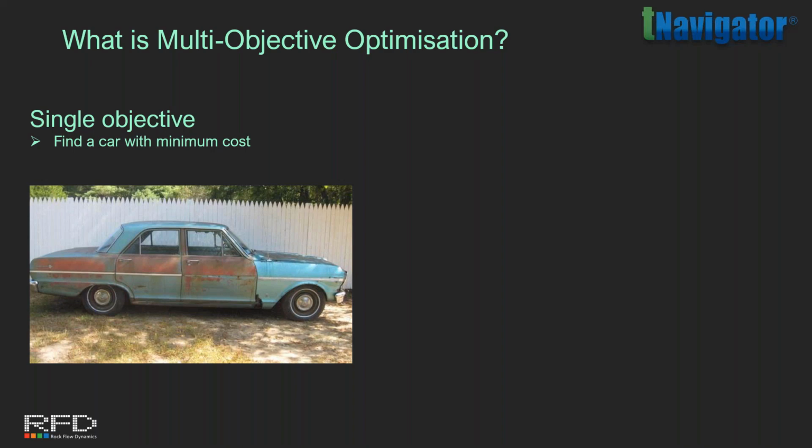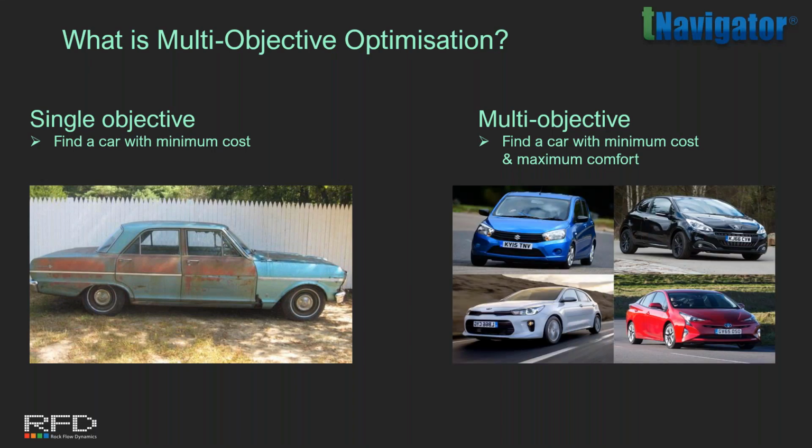So therefore, if we move from single objective into multi-objective and expand our criteria, so now we're looking at find the car with the minimum cost and maximum comfort. As you can imagine, the solutions that we're getting out of there are much nicer, and there's a broader choice, and most likely you're actually going to buy something like that than the first car on the left-hand side.